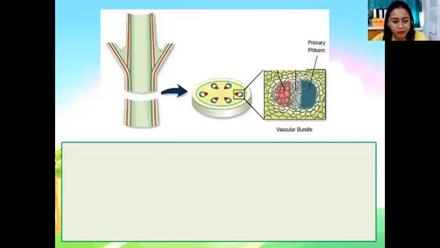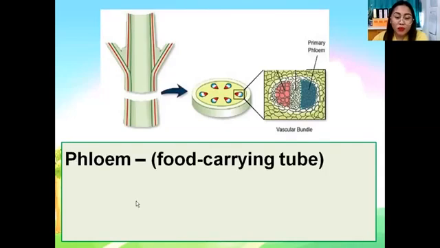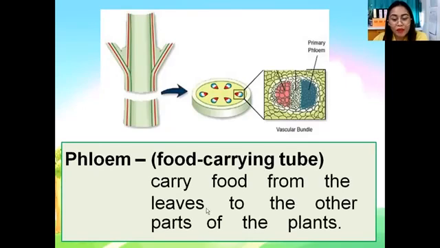So how about the phloem? Phloem, or what we call the food carrying tube. Phloem carries food from the leaves to the other parts of the plant. Can you remember the function of leaf? Yes, leaf makes food. So the function of phloem is to carry the food from the leaves and give it to the root, or to the fruit or to the flower. So that is the function of phloem.